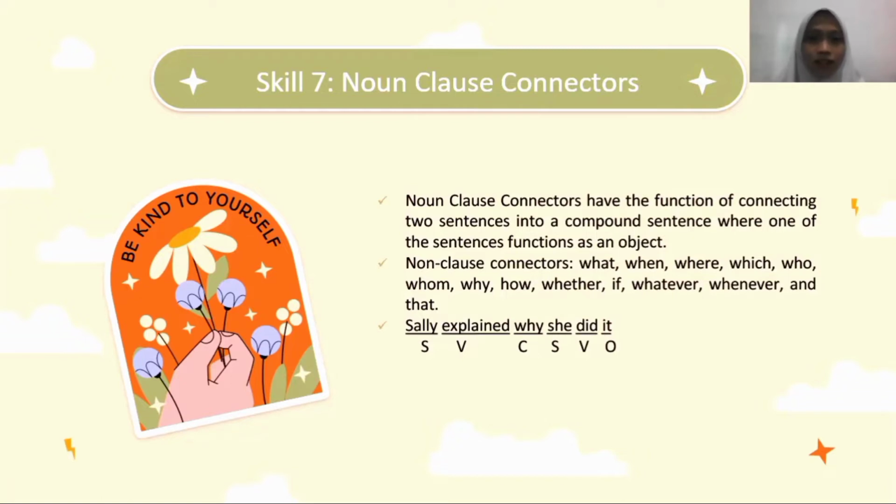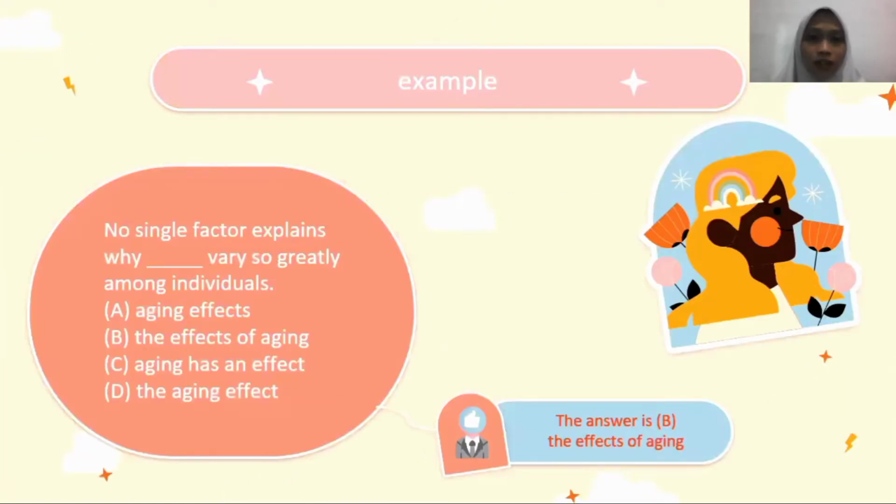For example, Sally explained why she did it. Sally as subject, explained as verb, why as connector, she as subject, did as verb, and it as object. Let's now move on to slide 2. Let me give you an example.